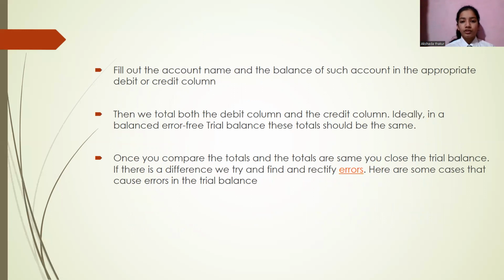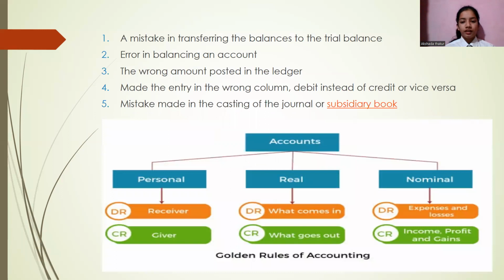Then we total both the debit column and the credit column. Ideally, in a balanced, error-free trial balance, these totals should be the same. When you compare the totals and the totals are the same, you close the trial balance. If there is a difference, we try to find and rectify errors. Here are some cases that cause errors in the trial balance. Before that, let's first see the golden rules of accounting.